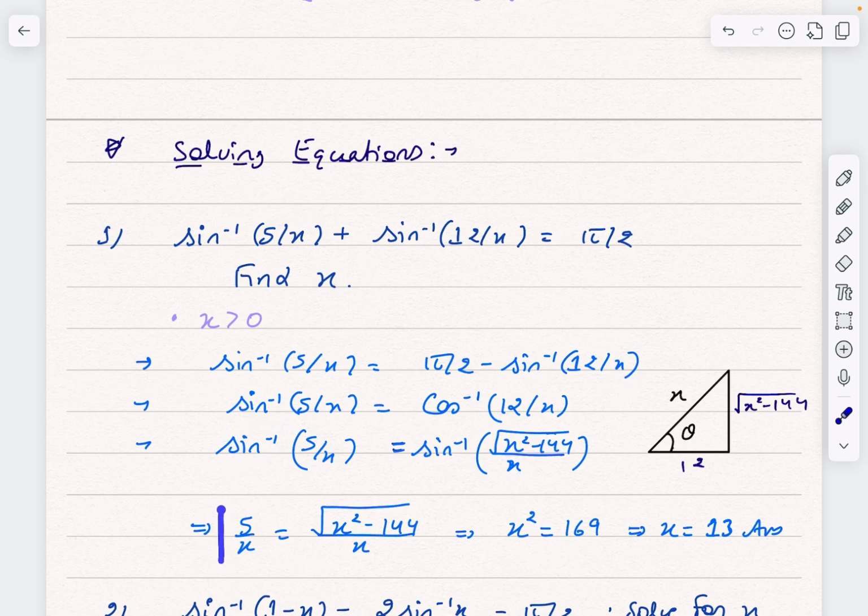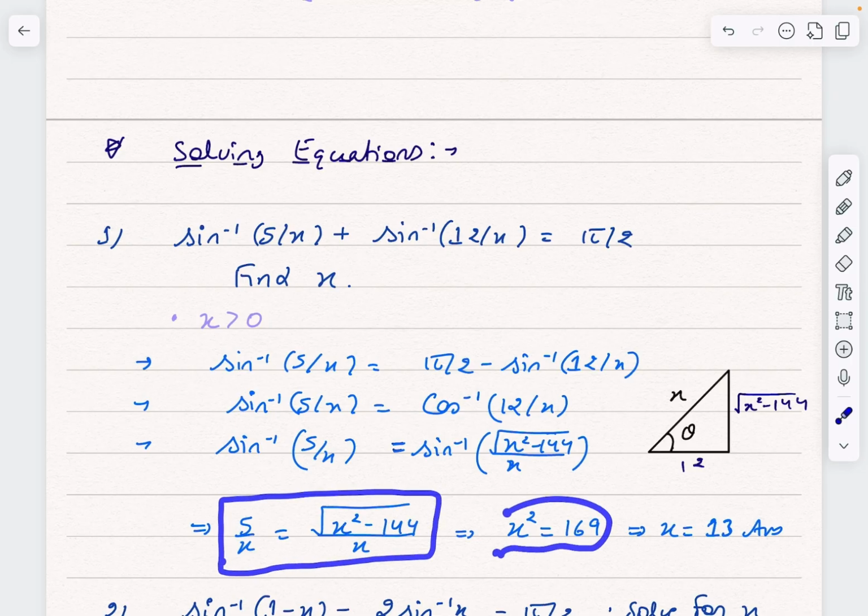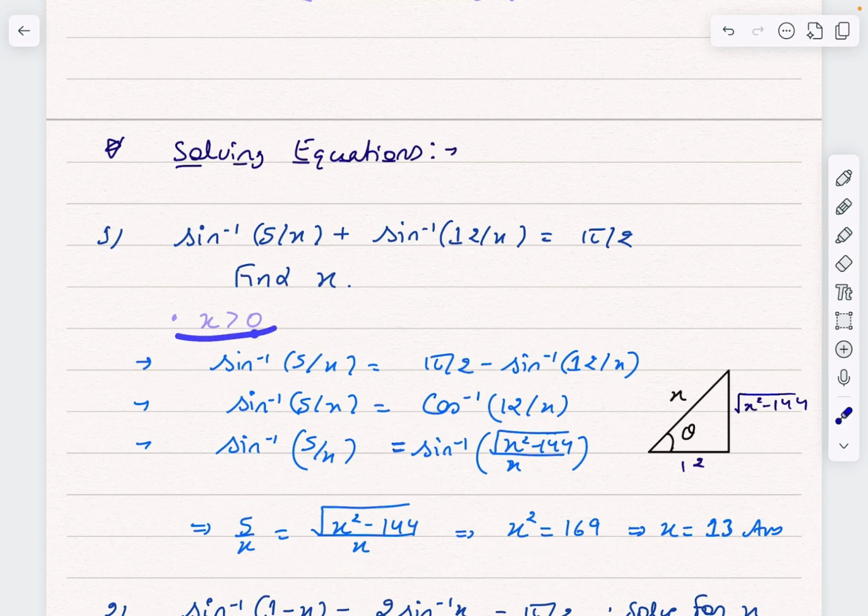So from here you can say 5 over x equals square root of x square minus 144, by x. So x square will come out to be 169. So x has to be 13 only because x is positive. We'll have to ignore minus 13. So the final answer is just x equal to 13. So this is the first problem. Try the second one yourself.